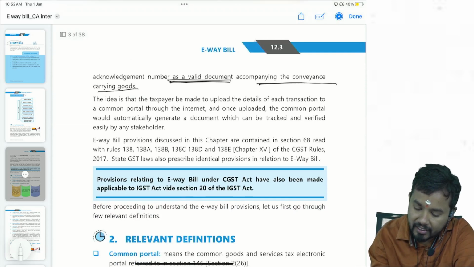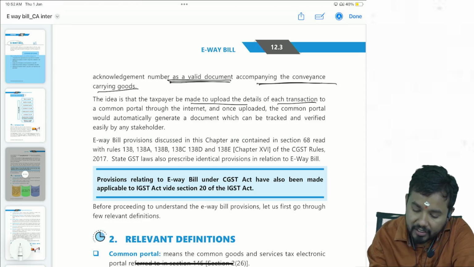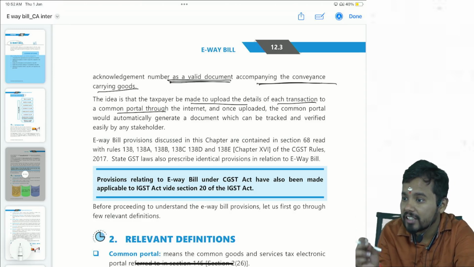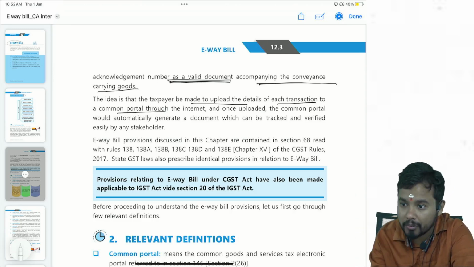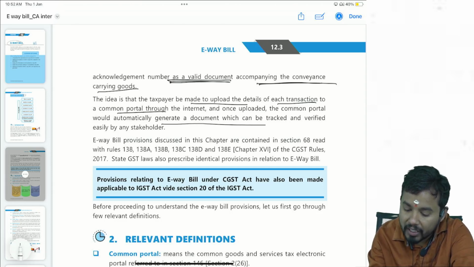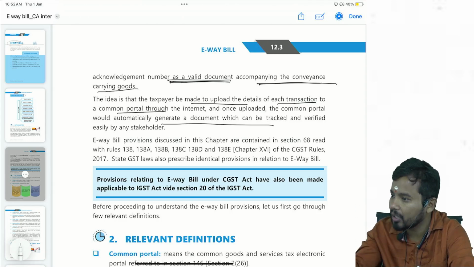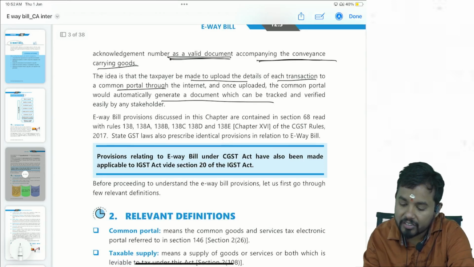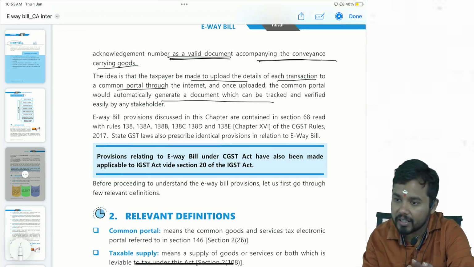The idea is that the taxpayer be made to upload the details of each transaction to a common portal through the internet. Once uploaded, the common portal will automatically generate a document which can be tracked and verified easily by the stakeholders.